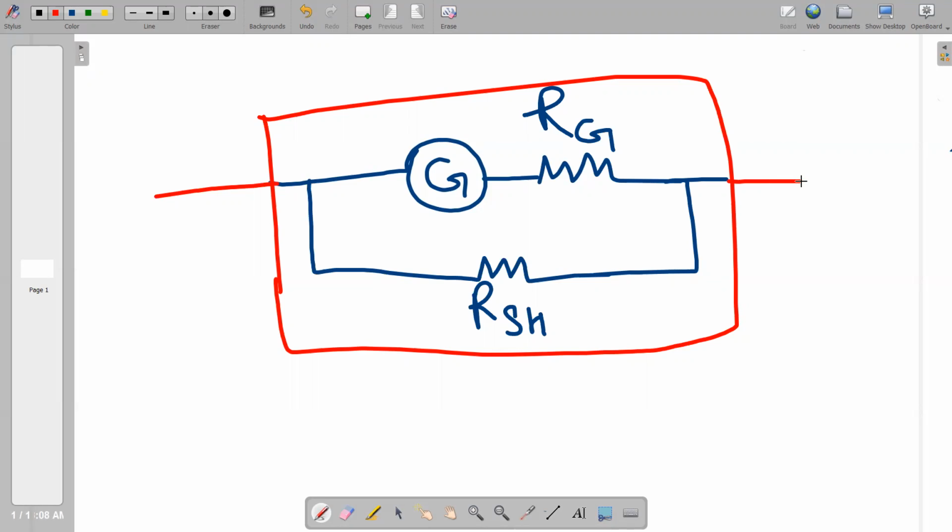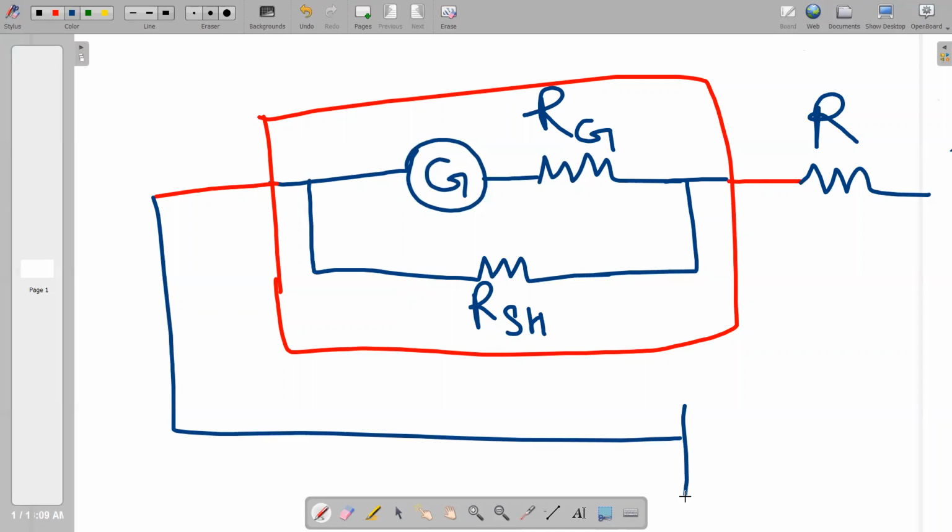Now, an ammeter is connected in series with a resistance to measure the current through that resistor. So if I want to measure the current through this resistance R, I will connect the ammeter assembly in series with this R. Now the battery voltage is V.